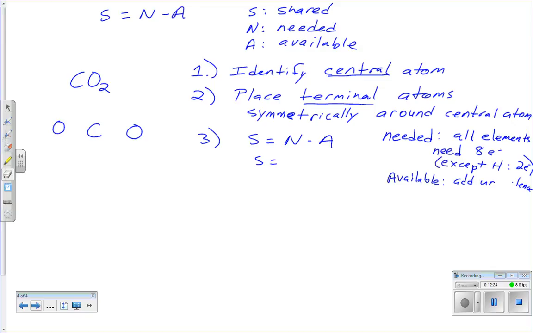This pen is going to cause me problems. All right, so in this example, I've got 1 carbon and 2 oxygens. That's 3 total atoms. Are any of them hydrogen? No. So, since I have 3 atoms and none of them are hydrogen, I need 24 electrons, 3 times 8. I'll write that down over here.